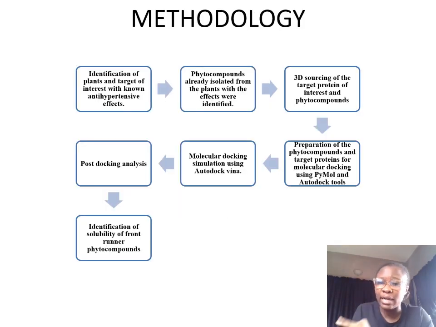Methodology. We will identify the plants with this effect, identify our target of interest, and identify the compounds that are already known to be isolated from these plants. We downloaded their 3D structures, prepared them using PyMol and AutoDock Tools, then finally docked them using AutoDock Vina. We carried out post-docking analysis to know the particular family they target and also identify the solubility of these frontrunner compounds, to help us carry out in vivo and in vitro studies.